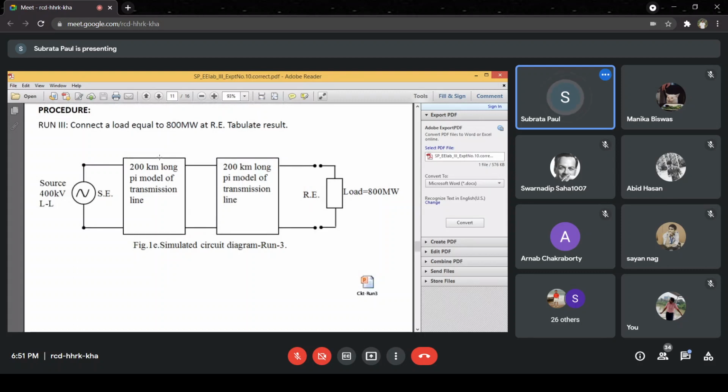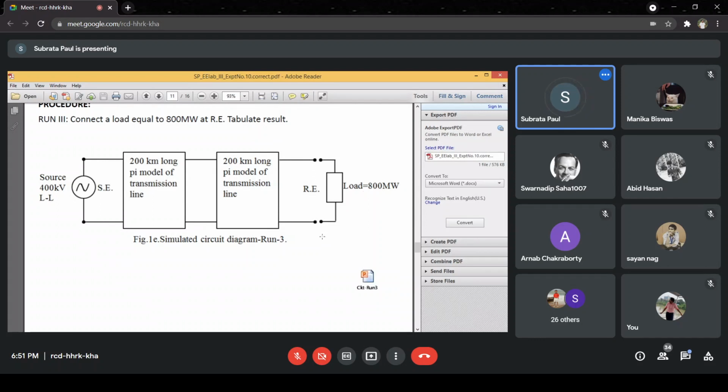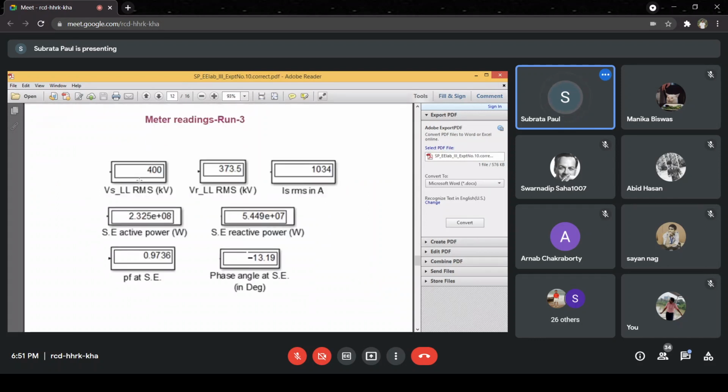In the third run, the loading is greater than SIL, 800 megawatt. In that case, you will observe just the opposite. The receiving end voltage magnitude has become less than the sending end voltage magnitude. Because of more loading, the current magnitude has increased, right? Sending end active power is more because the loading is more. Sending end reactive power is this. Power factor at the sending end is again somewhat less than 1.